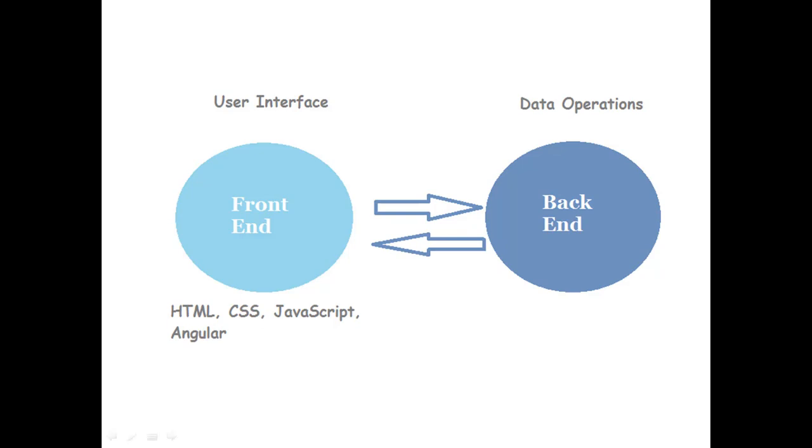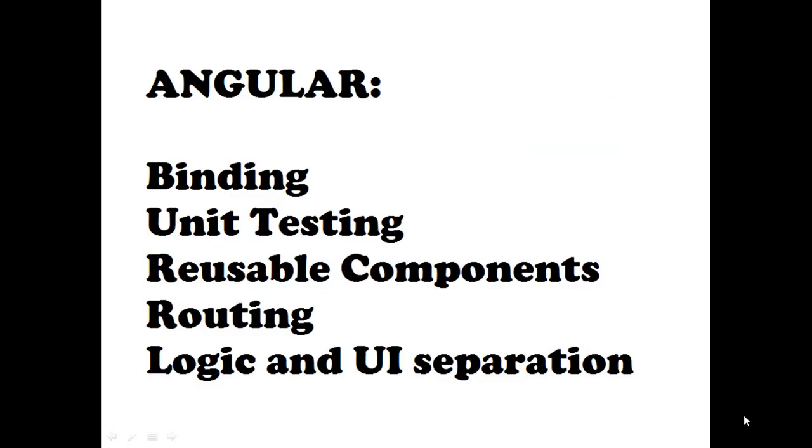In summary, the frontend is what you see in the application and what you do, like clicking a button or filling data in a text box. The backend takes the data or sends the data. Angular can be used for unit testing.